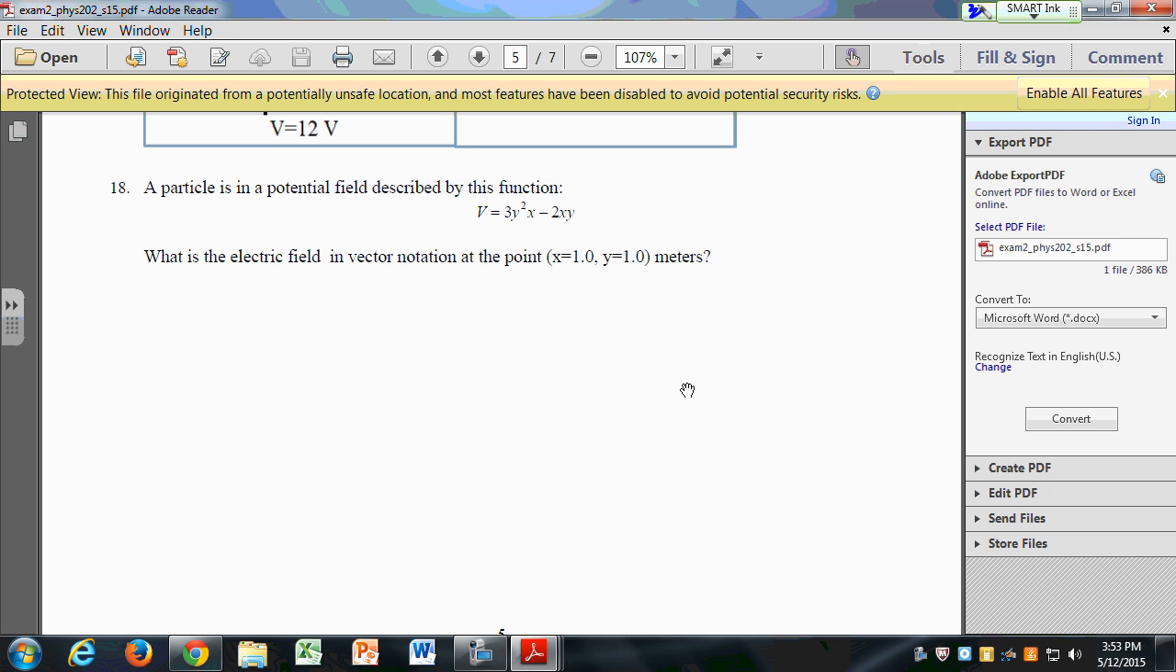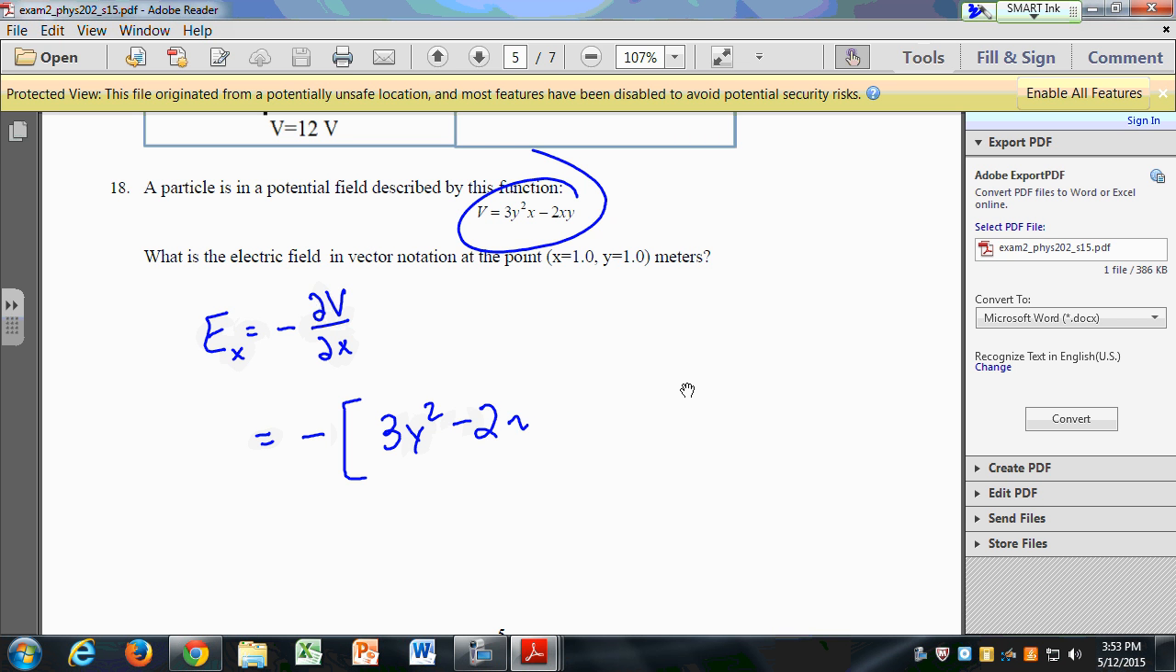Alright, so here, to find the electric field, remember the electric field in the x direction is negative del V del x. Just taking the partial of this function with respect to whatever variable. So to find the x component, I'd say negative the derivative of v with respect to x. I just treat all other variables as a constant. So I have 3y squared x. That's just going to be 3y squared. Minus 2xy minus 2y. And then I plug in my values for x and y, and I get negative 3 minus 2, 1.